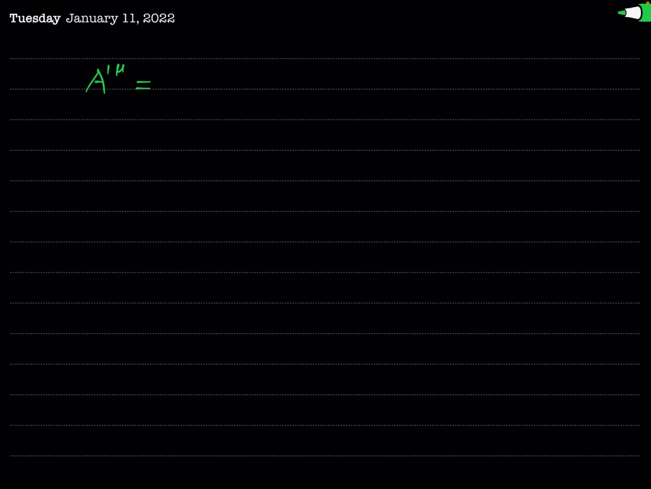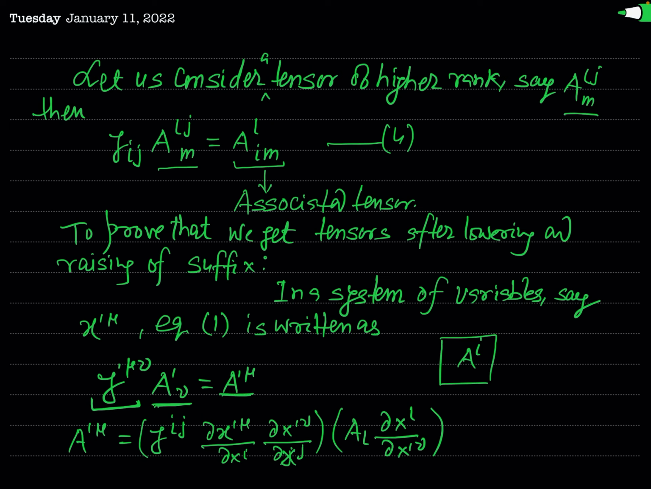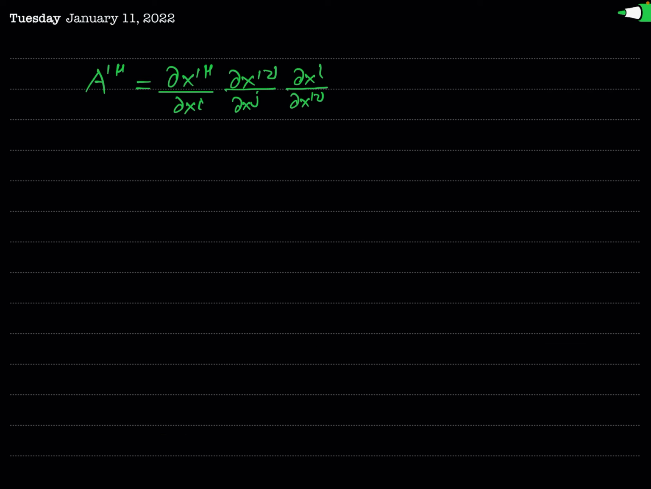Let us see. This equals ∂x'^μ/∂x^i times ∂x'^ν/∂x^j times ∂x^l/∂x'^ν, and the remaining factors are G^ij times A_l. This is G^ij times A_l.